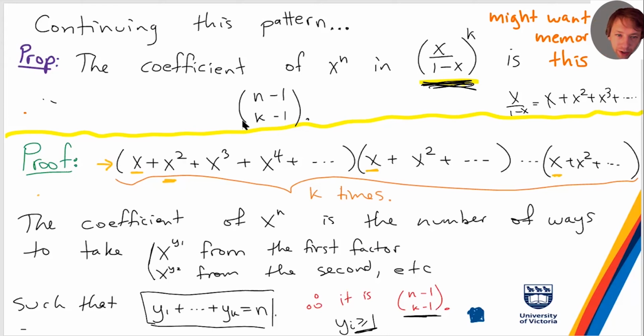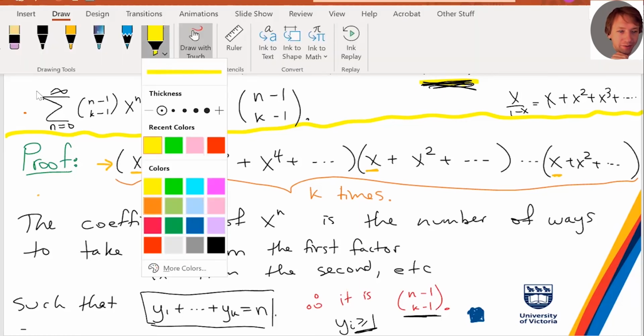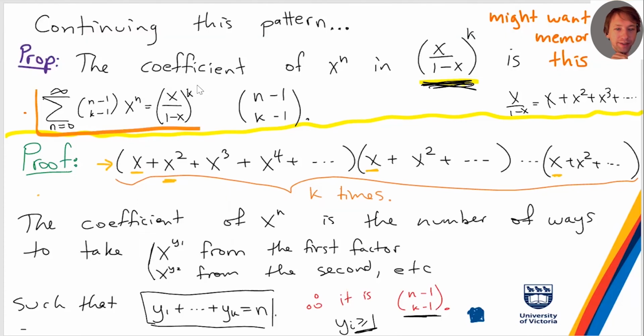So if you ever want to know the closed form of this generating function, what I'm saying is that it's equal to this, and the argument below was a proof of that. So this is the kind of expression that you might want to memorize, or even better, learn how to derive it.